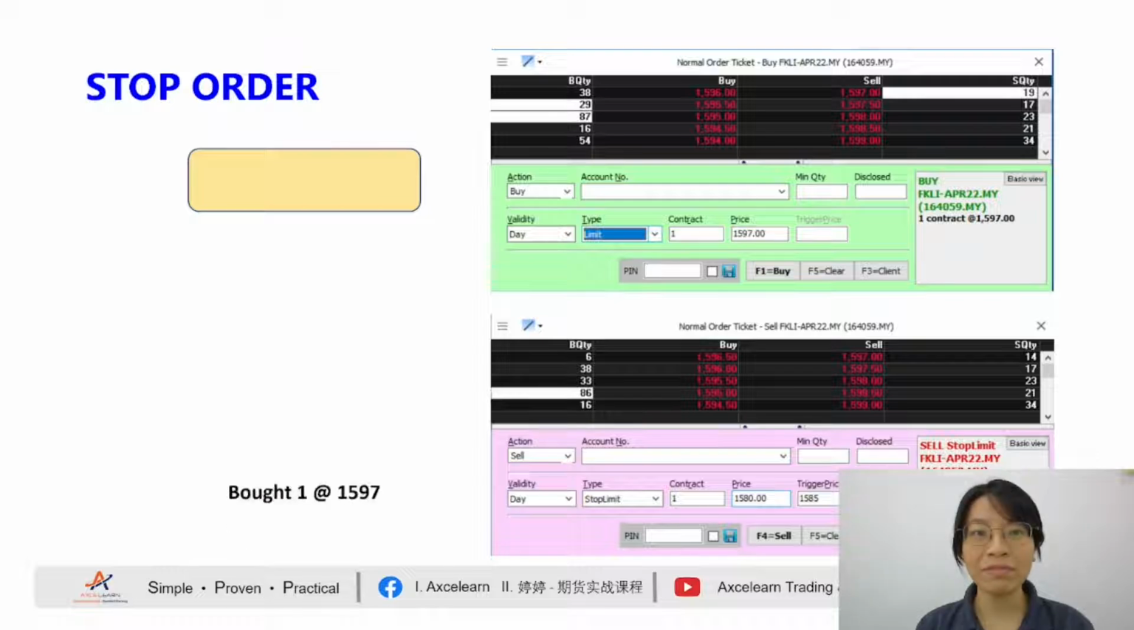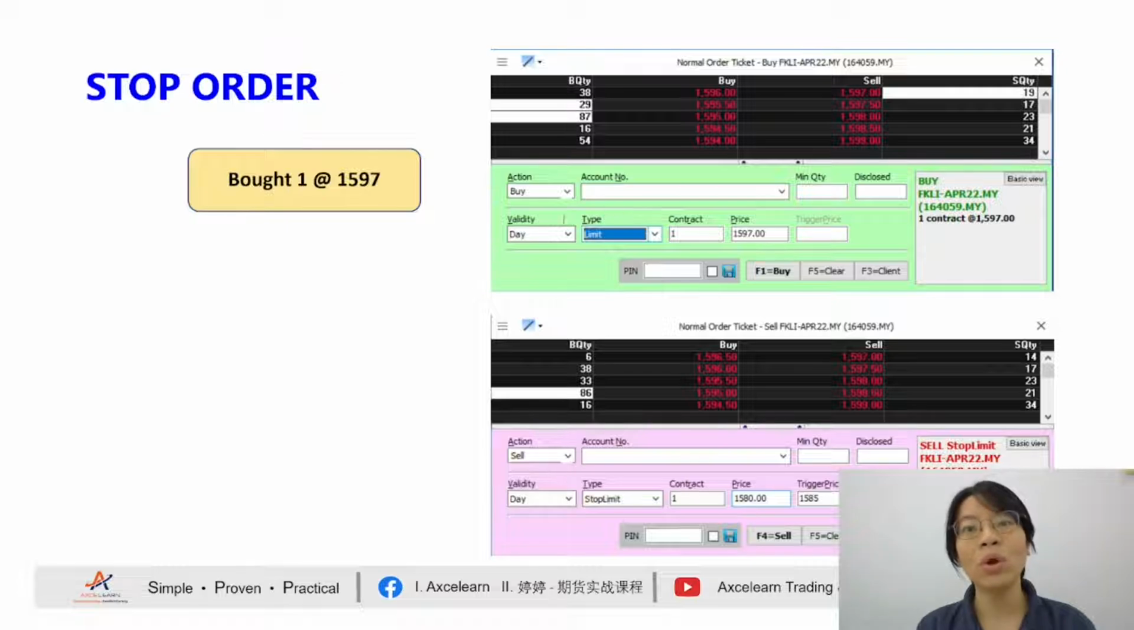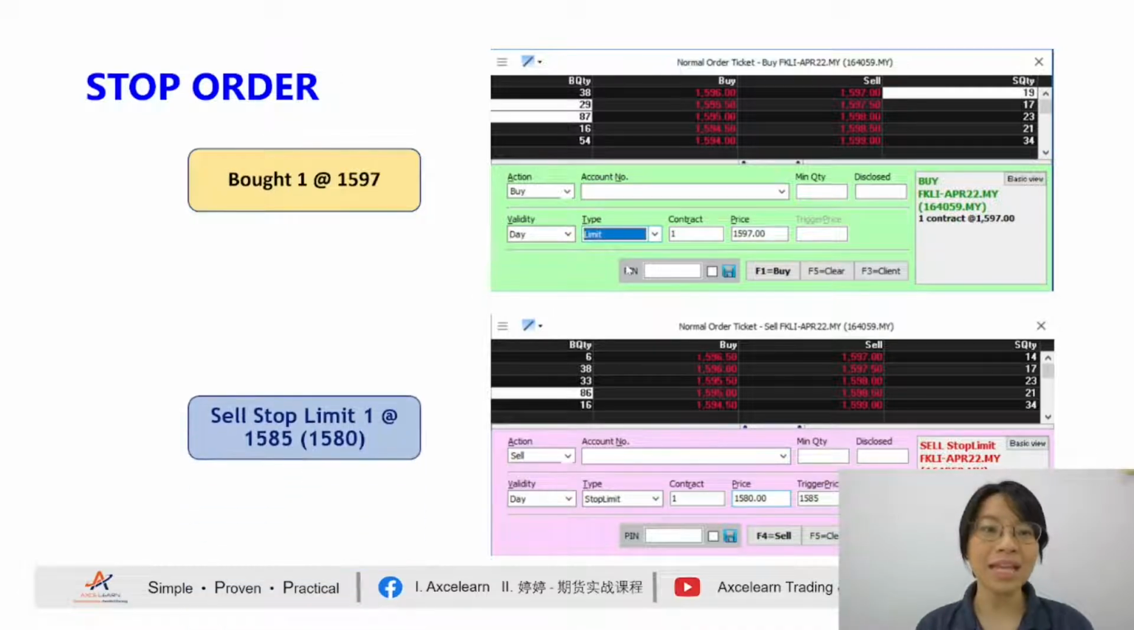This is the actual trading platform. You can see that you bought one contract at 1,597, for example, with a limit order. Then subsequently, you sell stop limit. Can you see that? You put your trigger price at 1,585. You limit it to 1,580. So meaning what? Listen carefully. So I bought one contract at 1,597. If the market starts to move higher, it's okay. Now, if the market starts to drop, once it reaches 1,585, which I'm going to cut loss 12 points, can you see that?